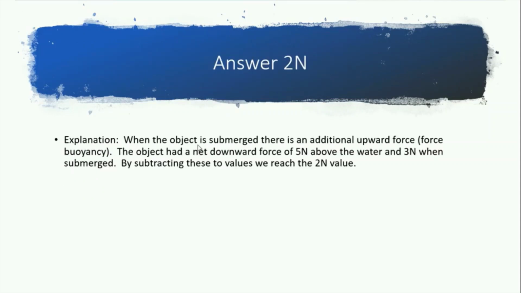Okay, so the answer for this is 2 newtons, and here's the reason why. When the object is submerged, there's an additional upward force. That's the force of buoyancy pushing it up. If it originally had a net force of 5 going down, and then in the water it's only 3, if you subtract those two values, that's going to give you the force of buoyancy that's pushing up on it. It's going to give you the difference.